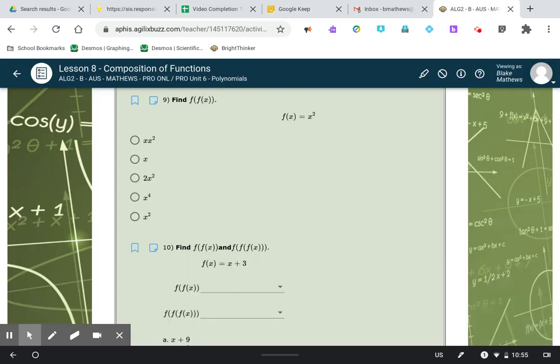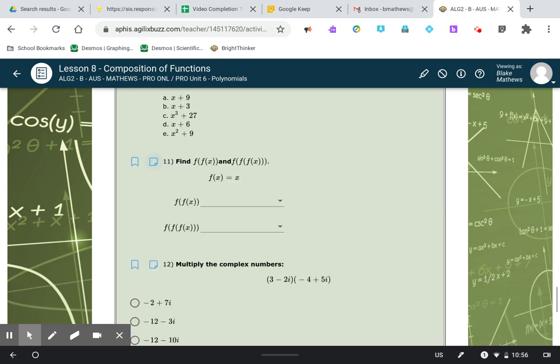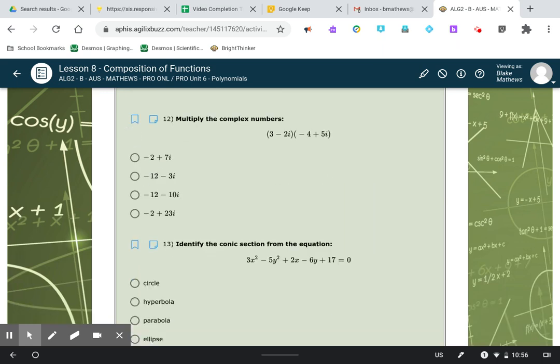And then they have you stack it even further. So you can see they have you do it 3 times. Put it inside of itself, inside of itself. So you just need to, again, draw parentheses and put the function inside the function. So that's number 10. That's number 11. And then we get to the review questions.